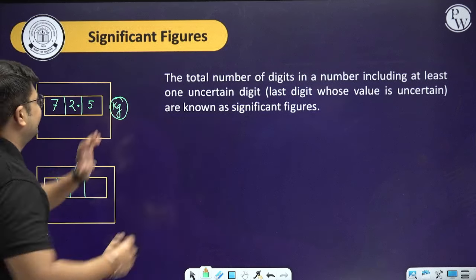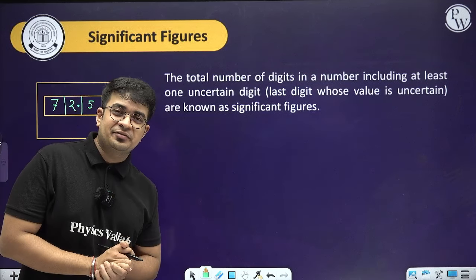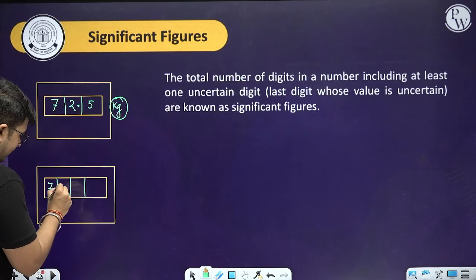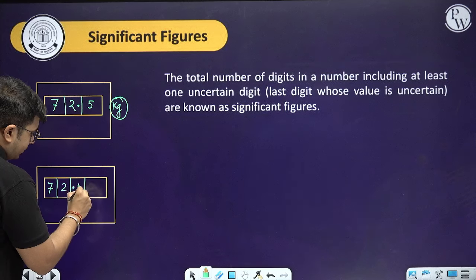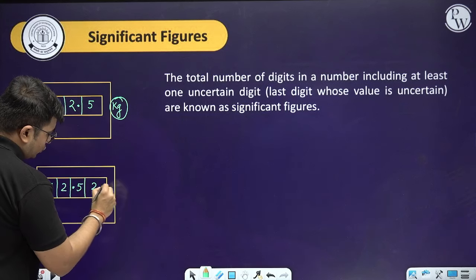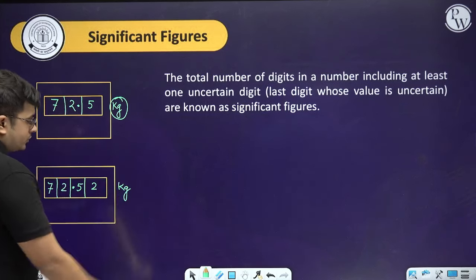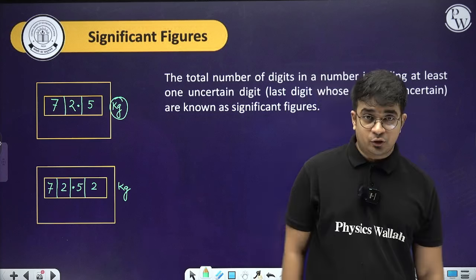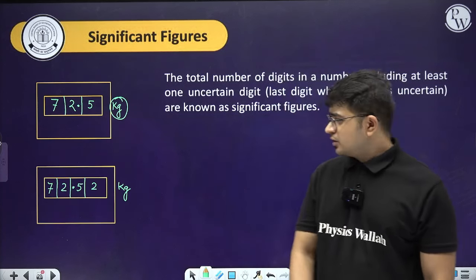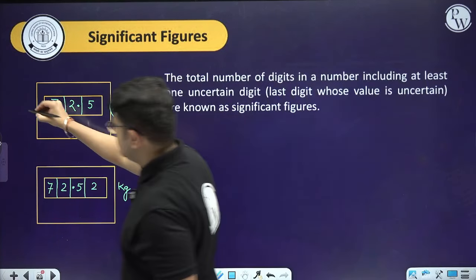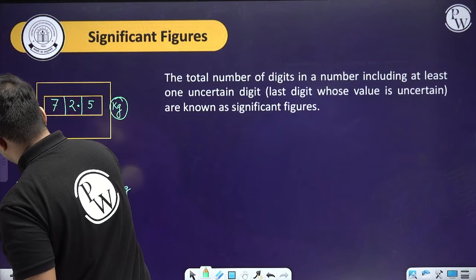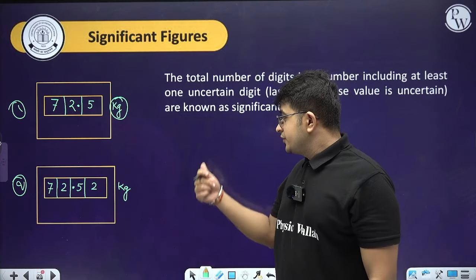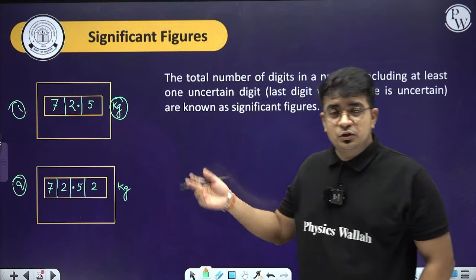So let's say the first weighing machine is giving me the weight which is 72.5. Now the next machine is giving me the weight as 72.52 kilograms. Which machine is more appropriate according to you? Just let me know the answer in the comment box. This is machine number 1 and this is machine number 2. Which machine are you going to prefer whenever you are measuring your weight? First machine or second machine?